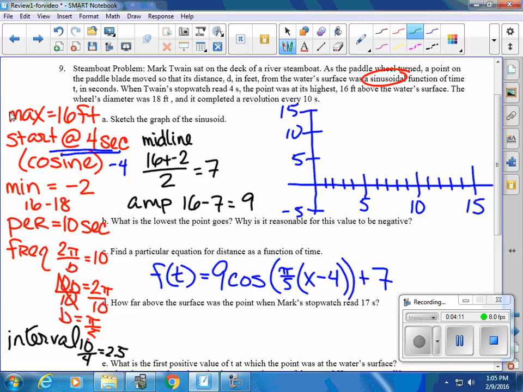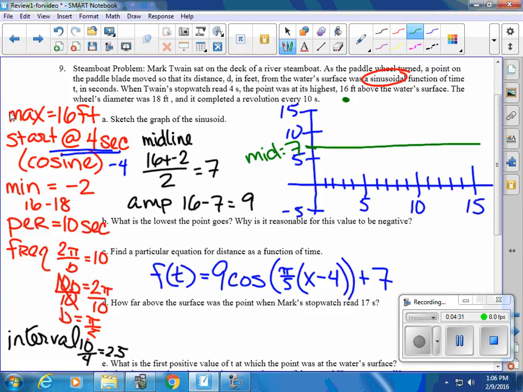So our midline is 7. So that's somewhere around here. Okay, so we know our maximum is 16 feet. It starts at 4 seconds. And so I'm going to put my max here. Okay, I'm going to draw in my midline because it'll help me figure things out.